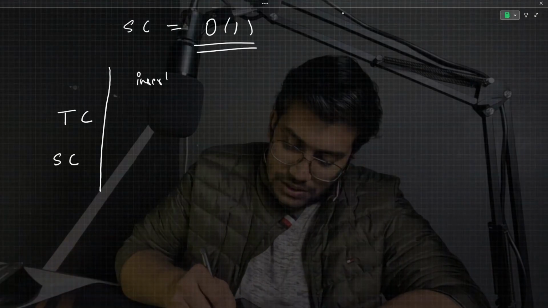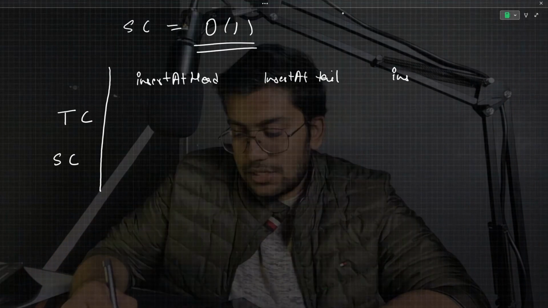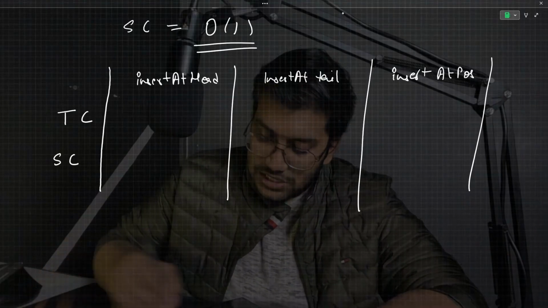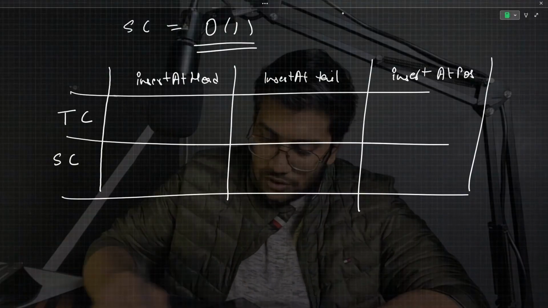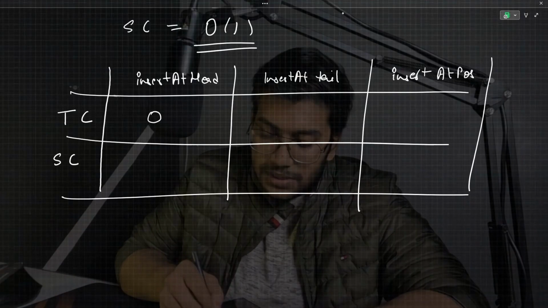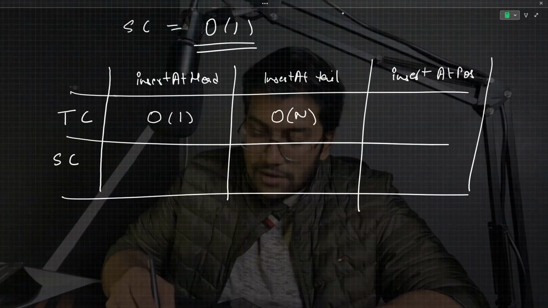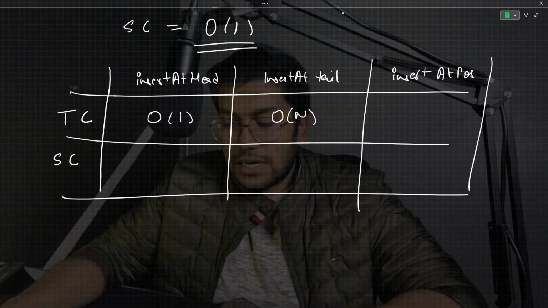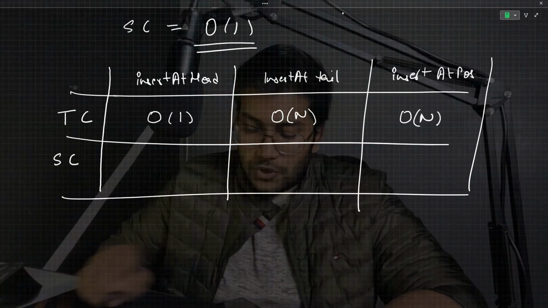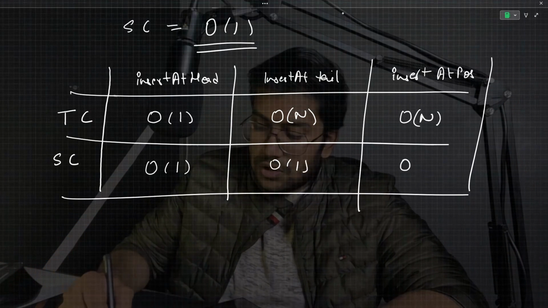Insert at head, insert at tail, insert anywhere, or insert at position. Now I am considering the case where you only have the head and no tail node, because that is what usually happens. So inserting at head, time complexity is order 1. Inserting at tail would be order n, because you have to traverse the whole list. Insert at any position, in the worst case, is order n as well. And if you observe, space complexity for all of them is order 1.